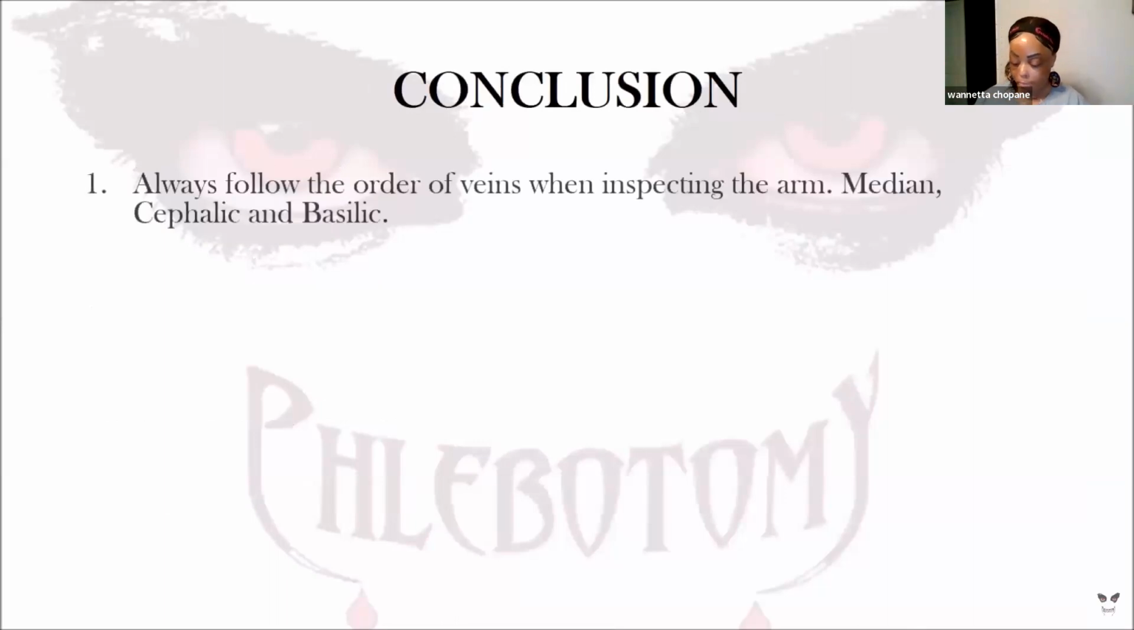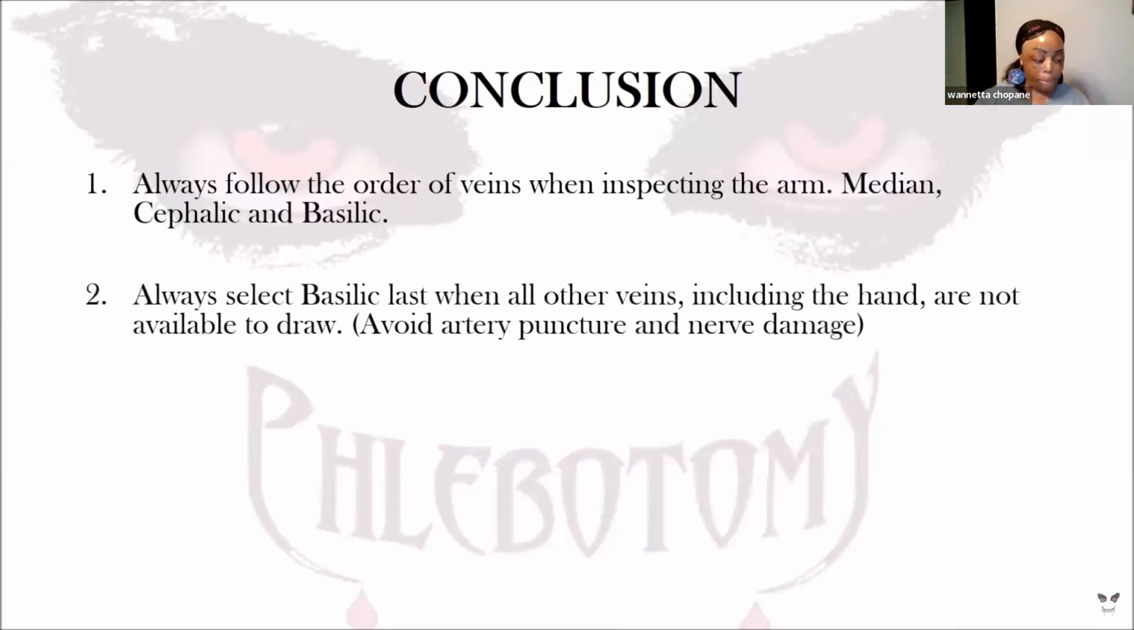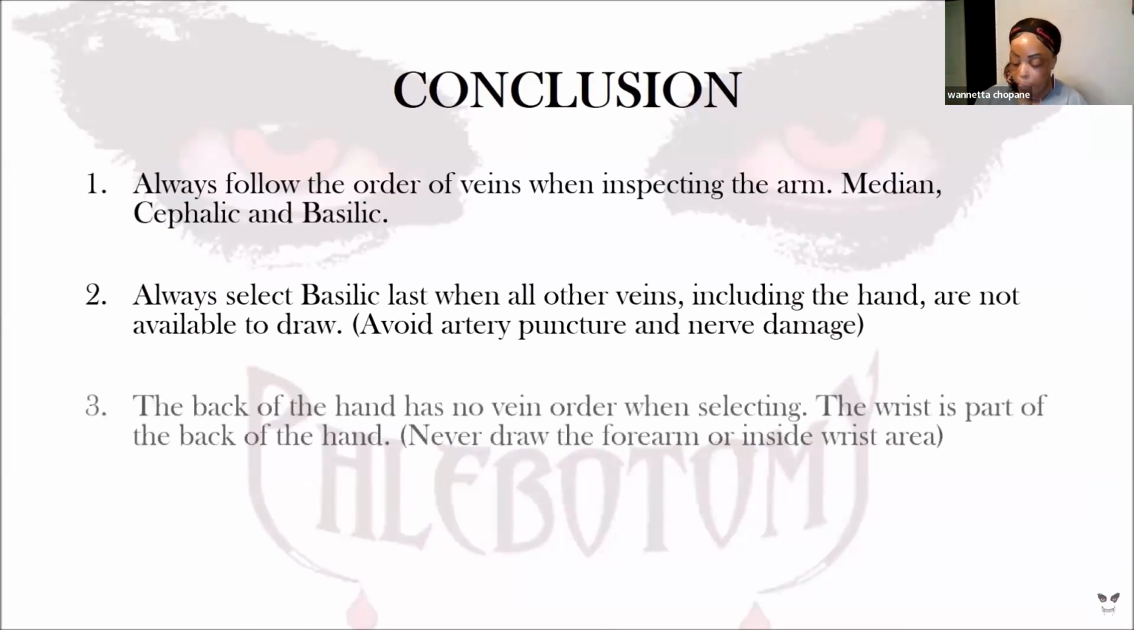So in conclusion, always follow the order of veins when inspecting the arm: the median, cephalic, and basilic vein. This is inspecting both the right and left arm when attempting a venipuncture. Always select basilic last when all other veins, including the hand, are not available to draw. This is again avoiding an arterial puncture and possible nerve damage.